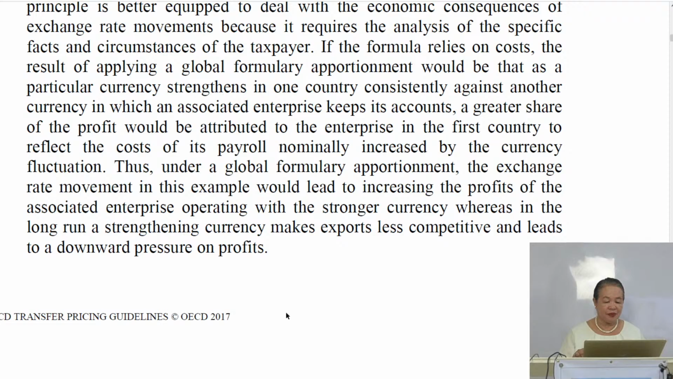associated enterprise operating with a stronger currency, whereas in the long run, a strengthening currency makes exports less competitive and leads to a downward pressure on profits, no? Kasi sa currency, affected yung paano mo i-recognize or i-compute yung profits, no? Kaya nga yung sabi ko sa inyo, yung mga locals dito na mga Japanese companies, may permit sila na report yung kanilang financial statements in yen, no?